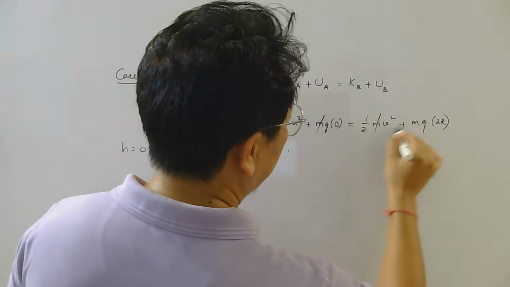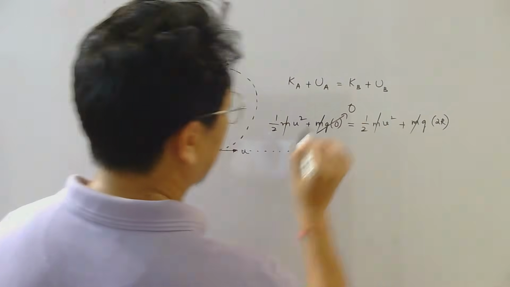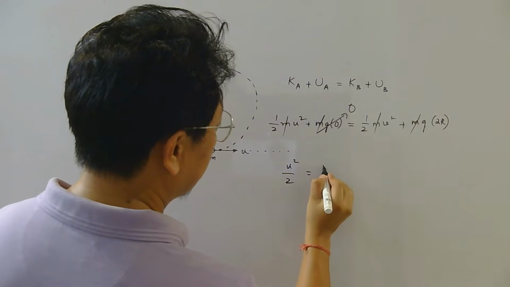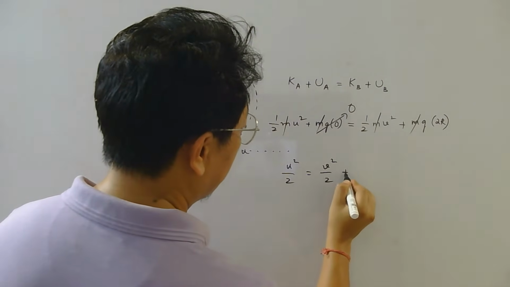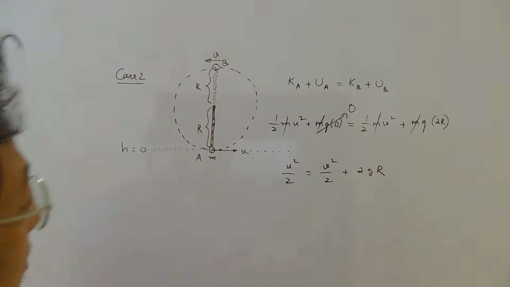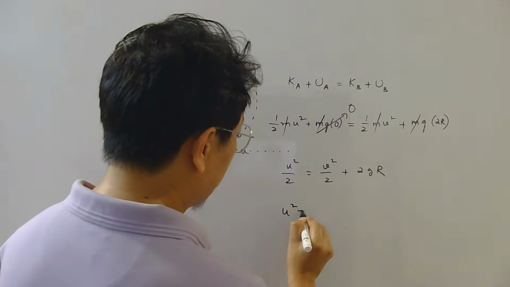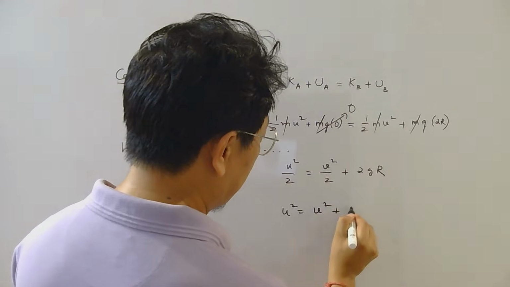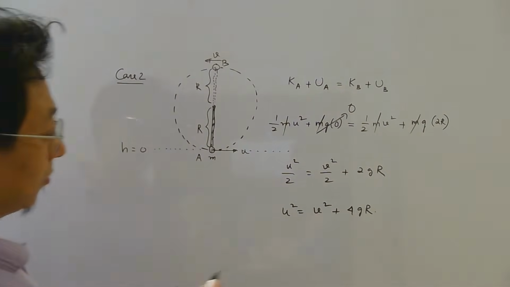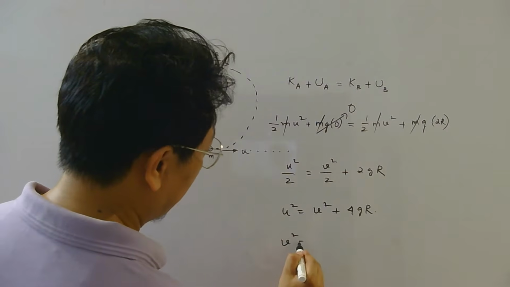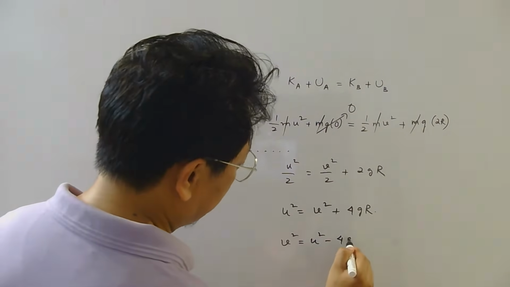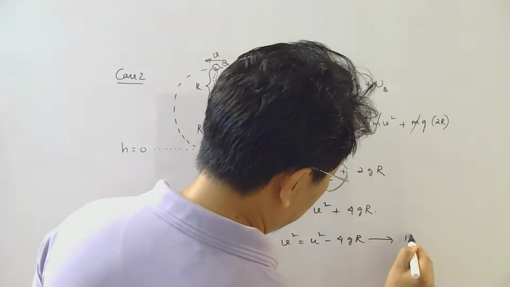The m's will cancel everywhere. This is anyway 0, so you can remove this. So it is u square by 2 equals v square by 2 plus 2gr. If you multiply both sides by 2, you will get u square equals v square plus 4gr, isn't it? And therefore v square will be equal to u square minus 4gr. Let's call this equation 1.